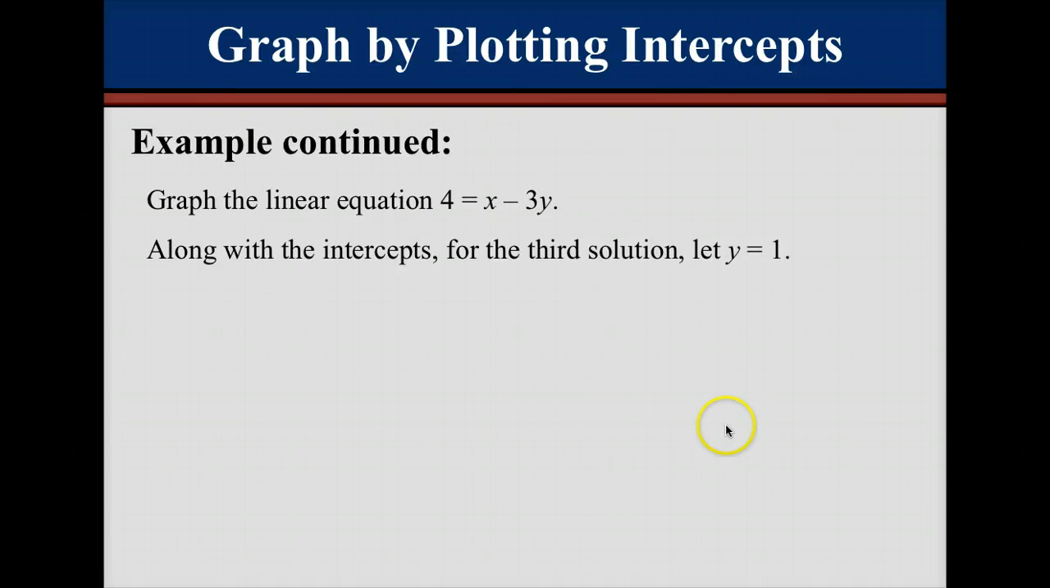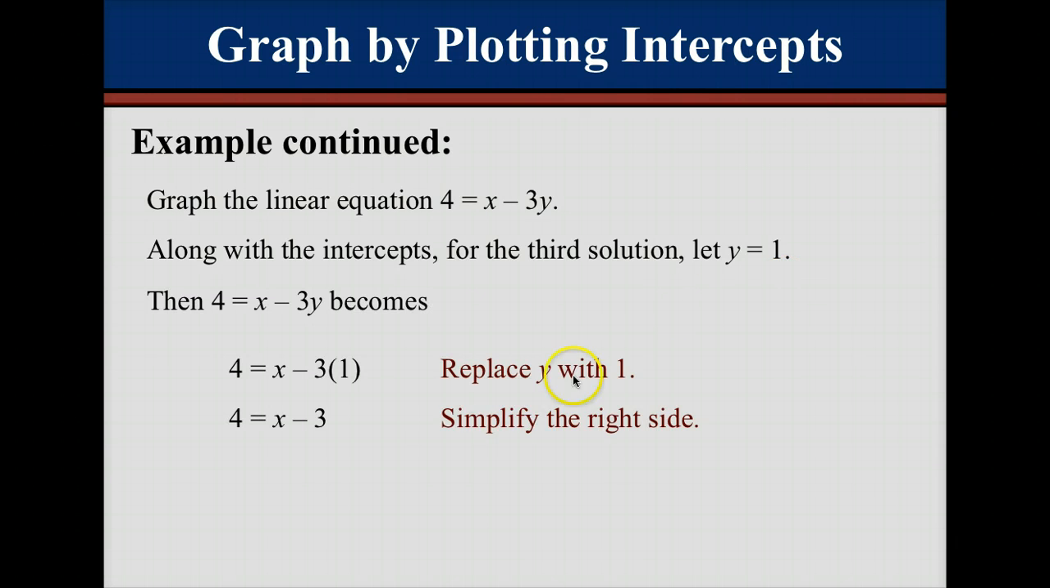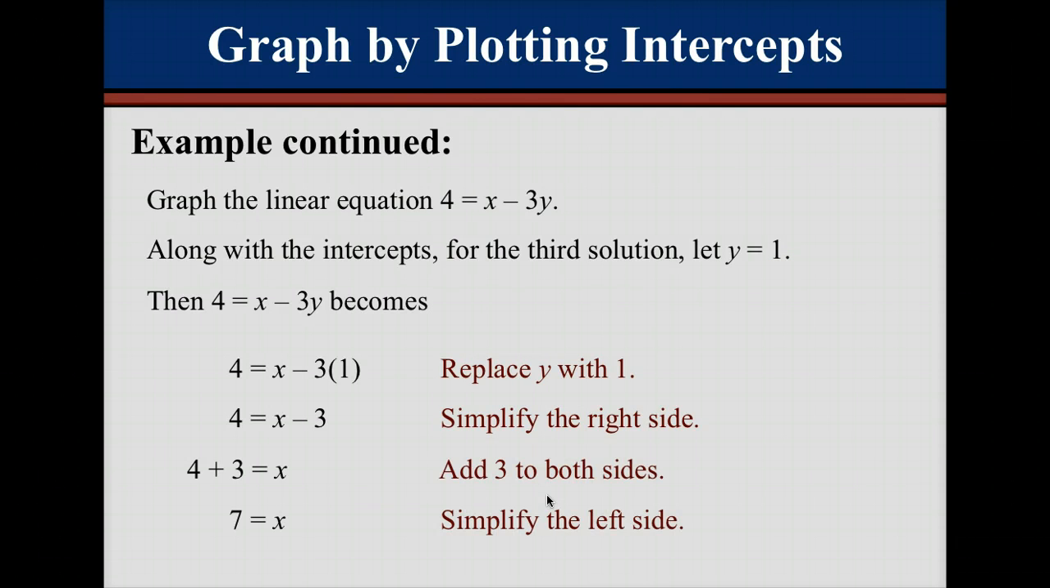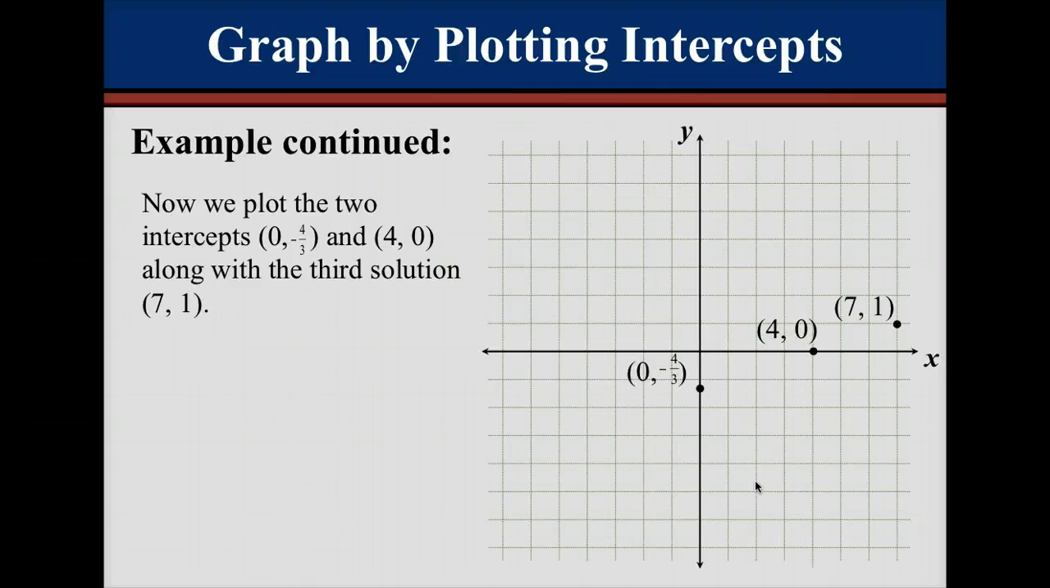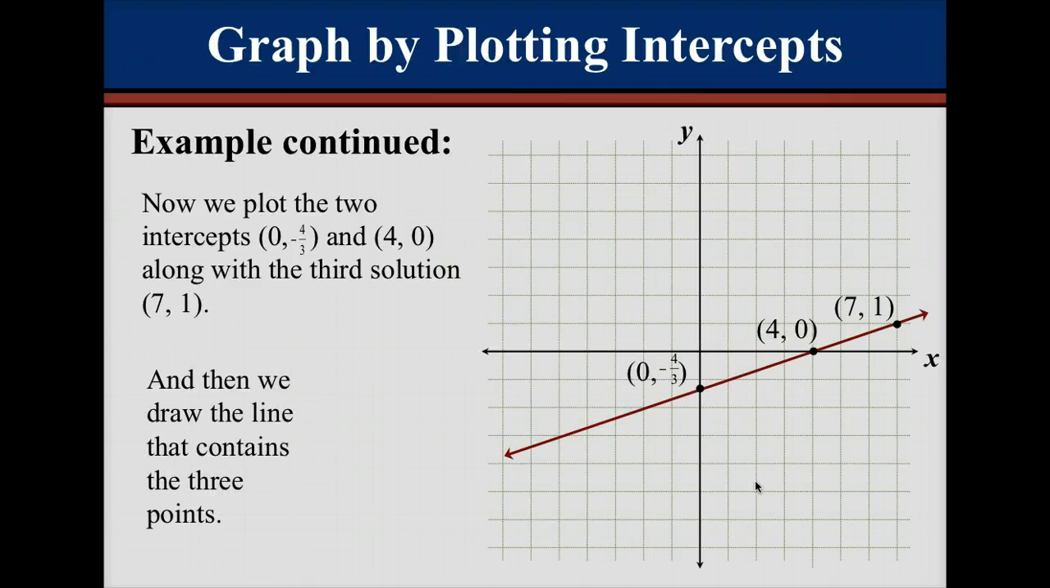So let's let y equal 1. Substitute in a 1 for y. Simplify the right side, add 3 to both sides, so x is 7. So 7, 1 is the other solution. Now let's plot those 3 and draw a line that goes through all 3 points.